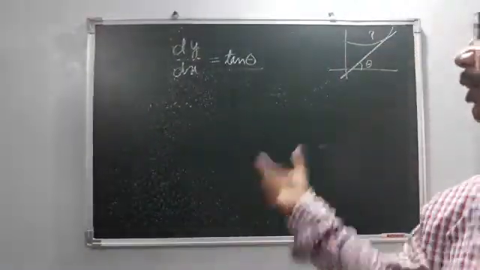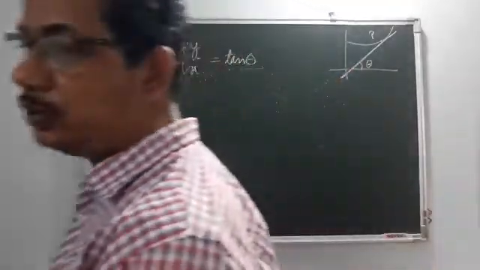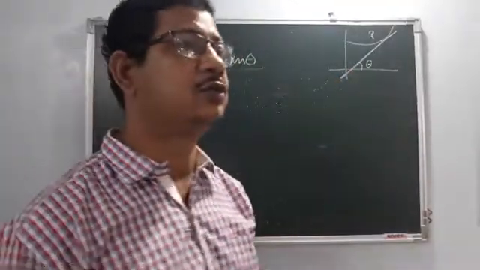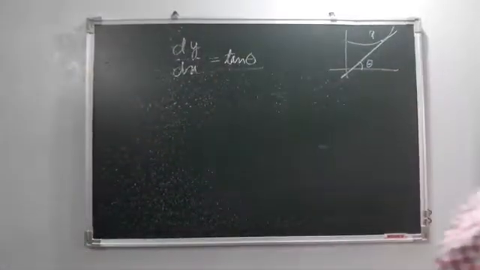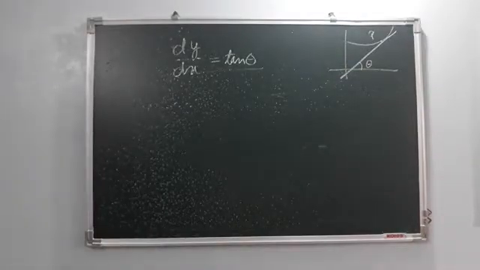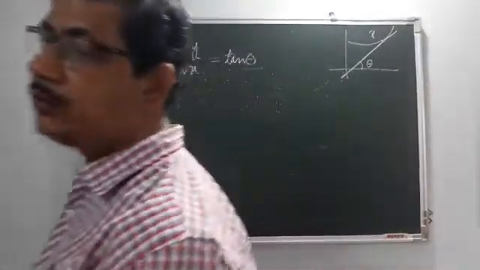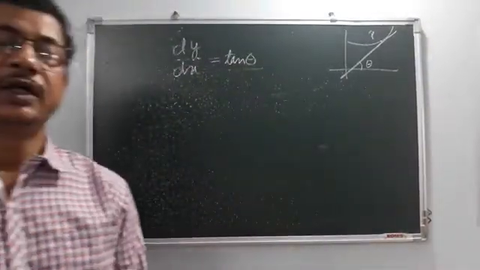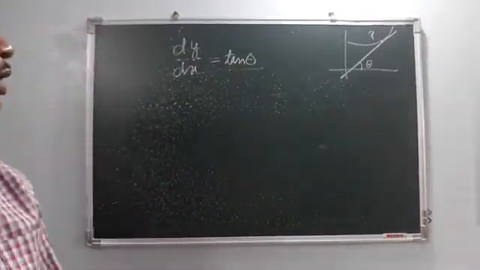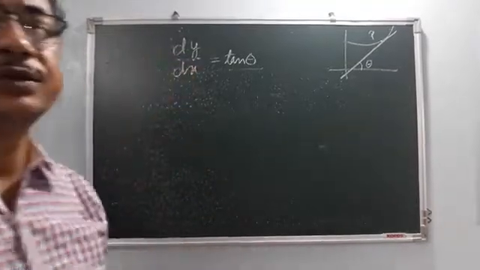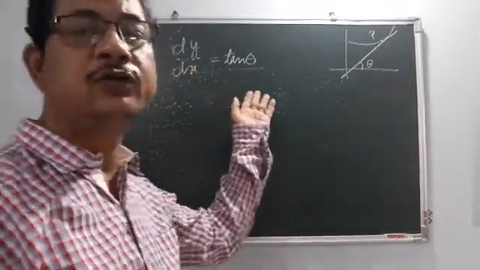We have knowledge of these things from class 11. In class 11 we learned all these things, and we know what the general meaning of derivative is and what the geometrical meaning is. General meaning is what? Rate of change of y with respect to x. Geometrical meaning is what? Slope of tangent.